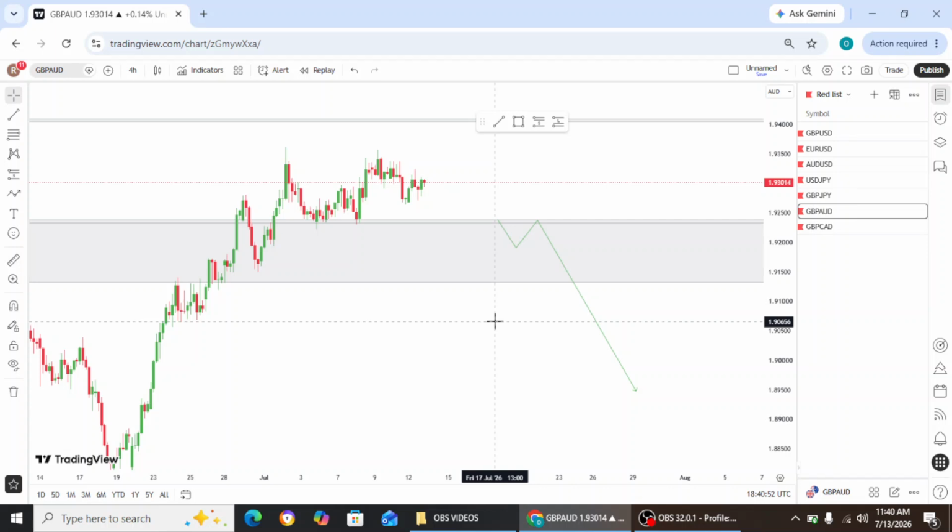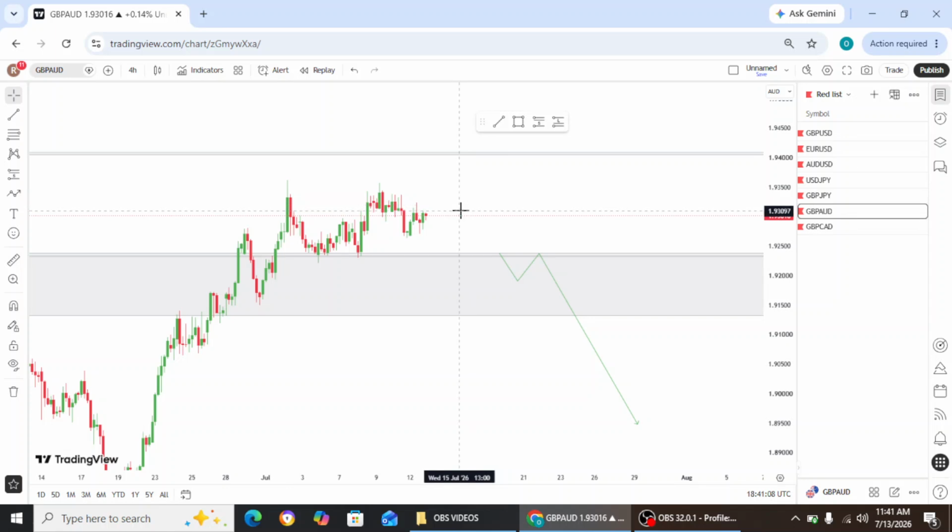I don't have to trade this pair. I trade one or two trades every day if I see a good opportunity. So I'll just sit and monitor this pair and see if the market will break to the downside so that I can take advantage of that move. Okay, so that is that for GBPAUD for the 14th of July.